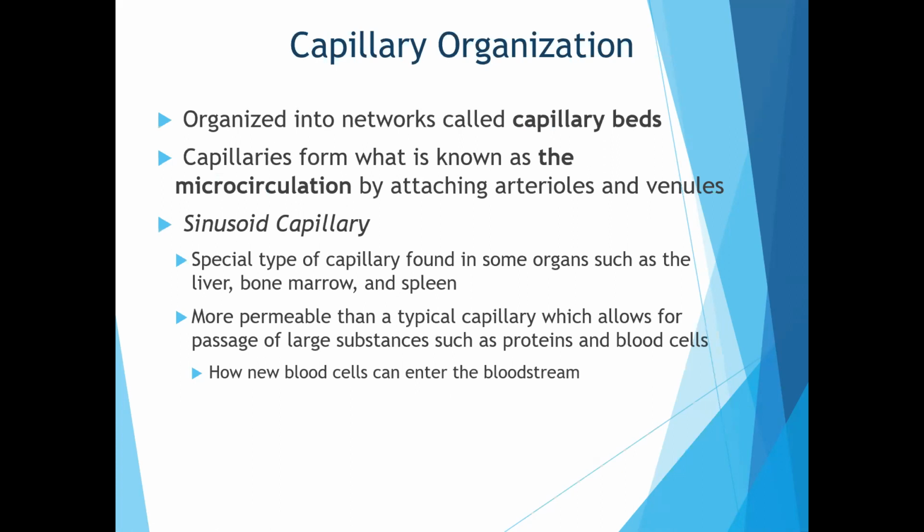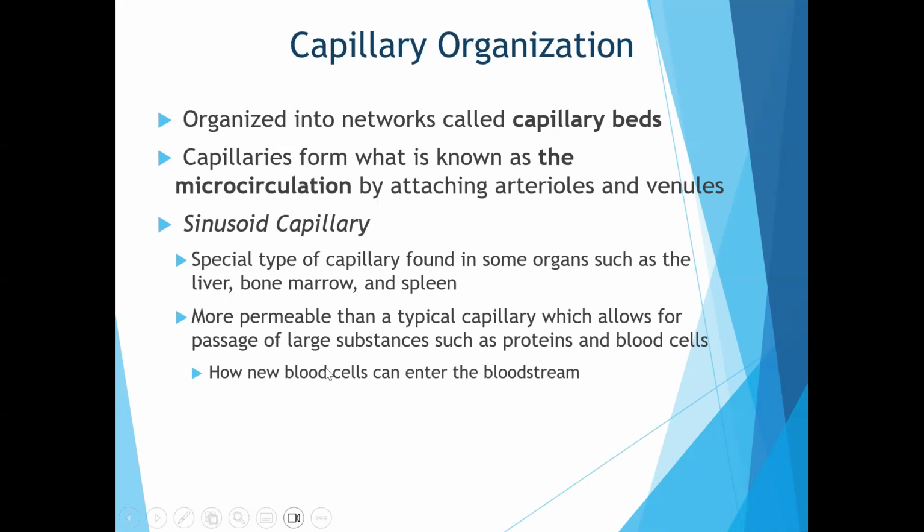And then I want to highlight one special kind of capillary known as a sinusoid capillary. It is a special type of capillary found in some of the organs. The liver is an important one. The spleen is another important one. And these are also found in bone marrow. We already talked about capillaries being quite permeable, but these sinusoid capillaries are even more permeable than normal. So larger substances such as proteins, new blood cells from the bone marrow, that kind of stuff, can actually get past the capillaries, which would not normally be able to pass in a normal capillary.